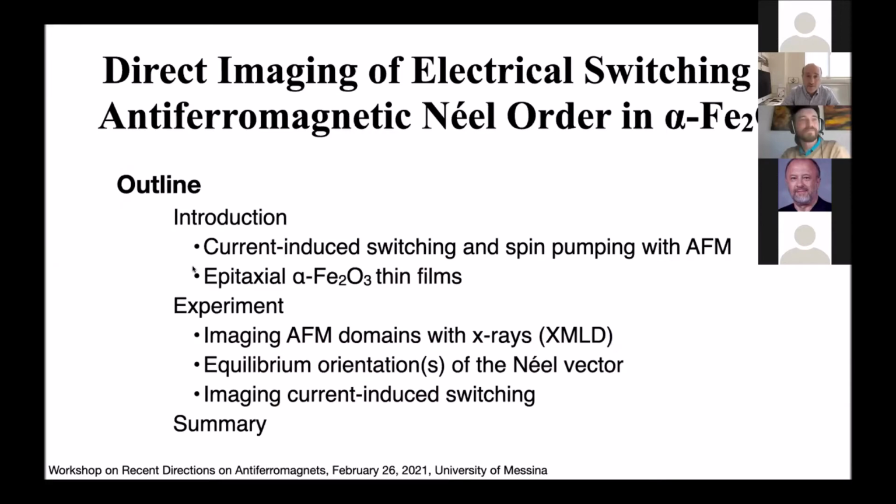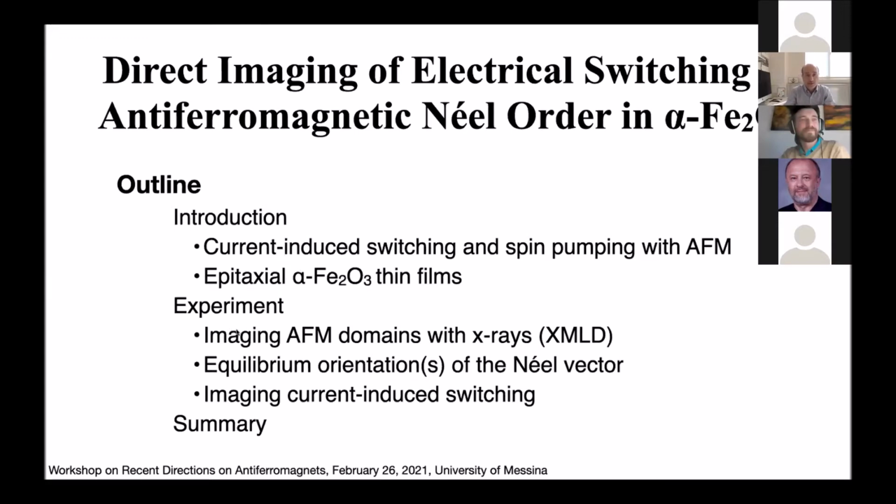I'm going to give a review of why people are so interested in these materials and in current-induced switching. I'll talk about some of the unique aspects of alpha Fe2O3. It's an antiferromagnet with a small moment, so you can manipulate the Néel vector with a modest magnetic field. So it allows you to do correlations between magnetoresistance measurements and imaging experiments, or magnetoresistance and switching experiments. And then I'll tell you about the experiment.